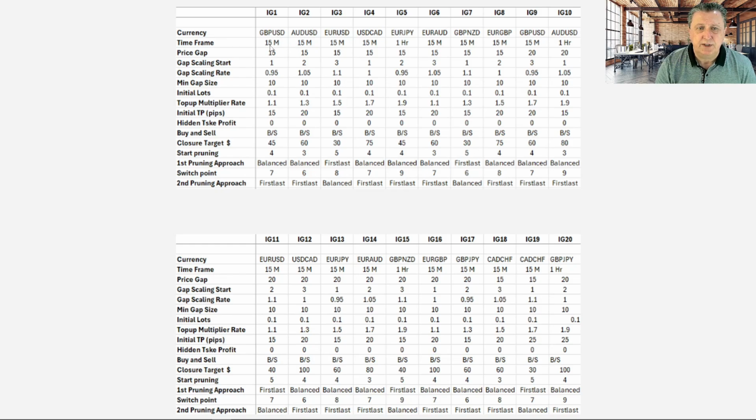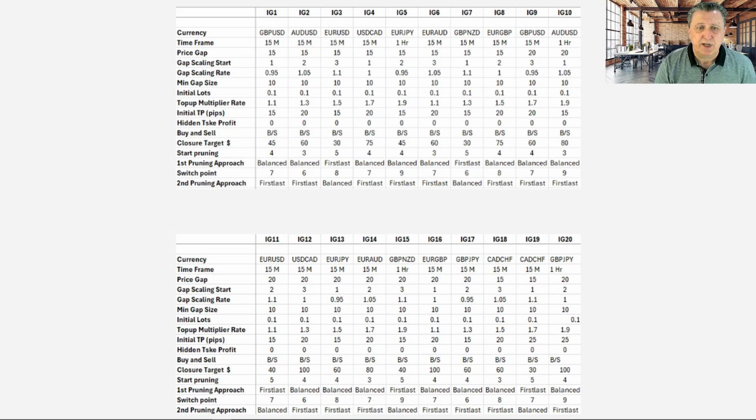The time frames that he's using are 15 minutes and 1 hour, as we can see here. Most of them are 15 minutes. We are actually doing 5 minute ones just to do something a bit more spectacular and different. Price gaps in here are also 15 or 20, which means very small price gaps compared to what we have on some of the other EAs. And you will also see our results here point in the same direction.